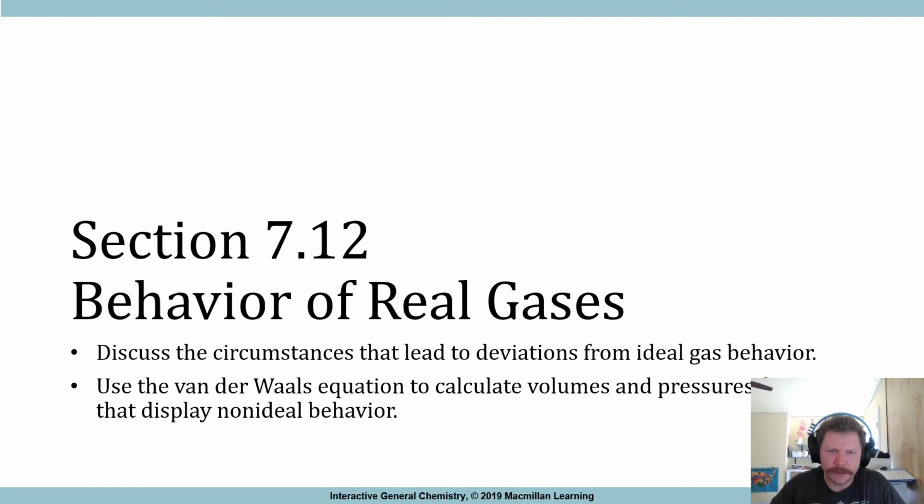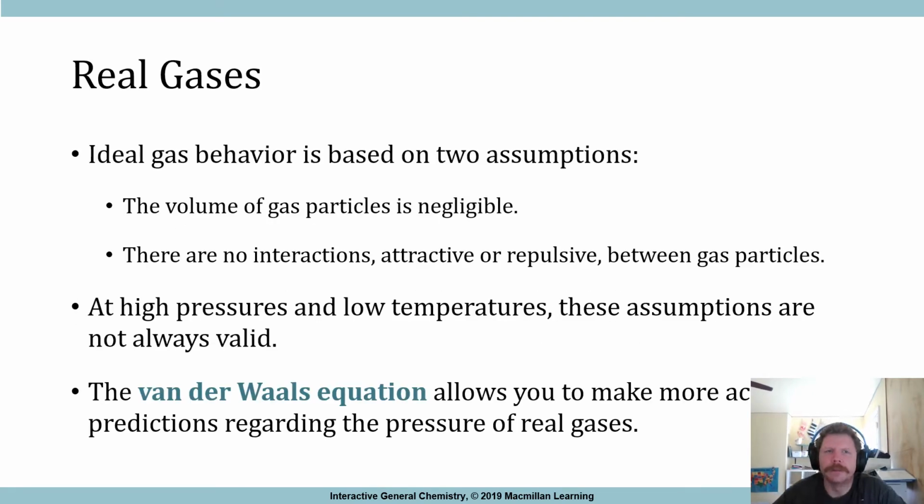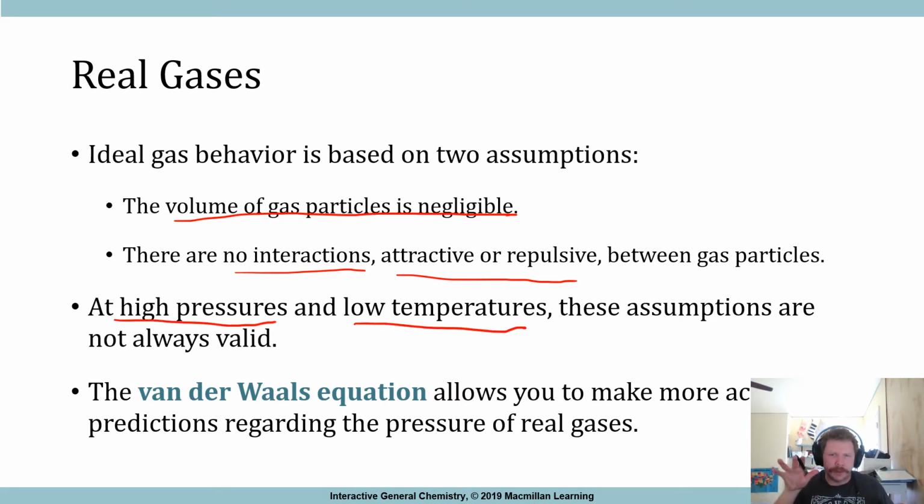Behavior of real gases. Up until now, largely we've been talking about ideal gases rather than real gases. So what we're going to do is talk now about real gases. What makes them different is that ideal gas behavior is based on two assumptions. First of all, the volume of a gas particle is negligible, and no interactions, attractive or repulsive, take place between gas particles. At high pressures and low temperatures, these assumptions are not always valid. So at high pressures and low temperatures, things get a little bit different. Those are the two areas to think about.